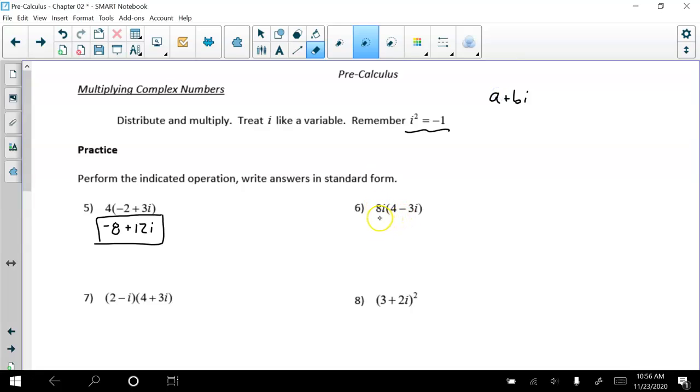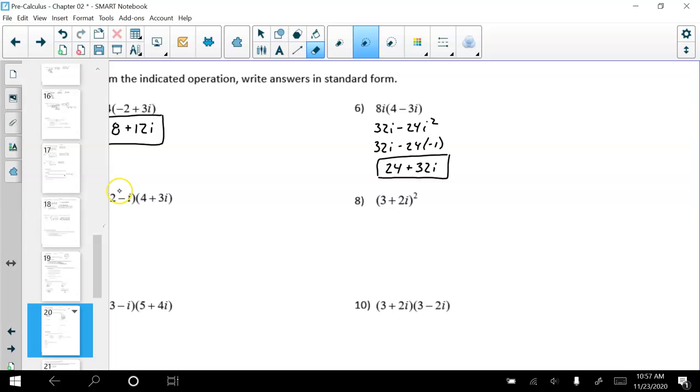Distribute the 8i. 8i times 4 is 32i. 8i times -3i is -24i squared. Now, i squared is -1, so we have 32i minus 24 times -1. We want the real portion first. -24 times -1 is 24 plus, and then our 32i. That's our answer in that standard form.